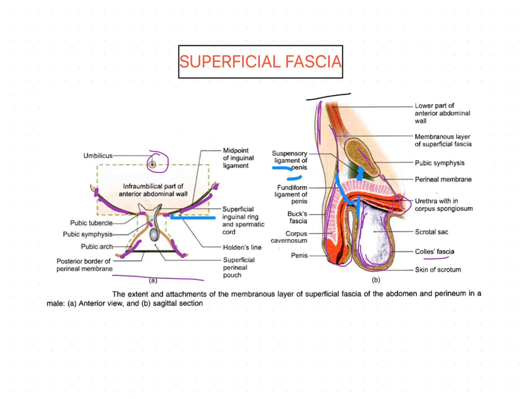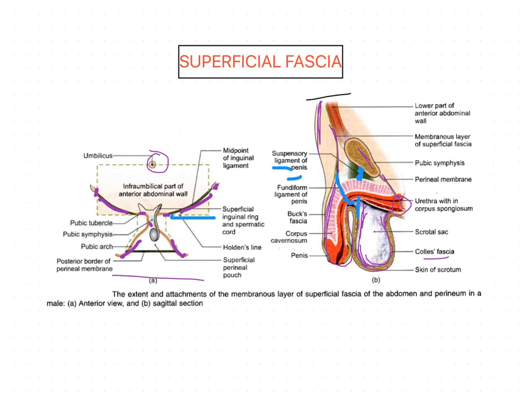This is the fundiform ligament of penis. It is present superficial to the suspensory ligament of penis. These are the two important ligaments which are formed from the membranous layer. At these parts, this membranous layer is thickened, which is seen in the median plane.